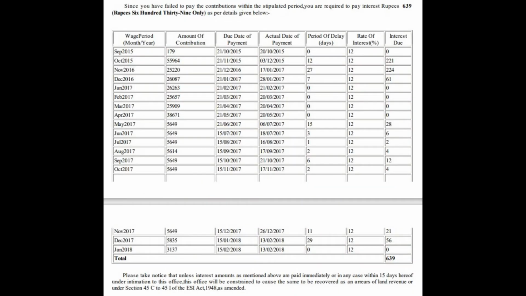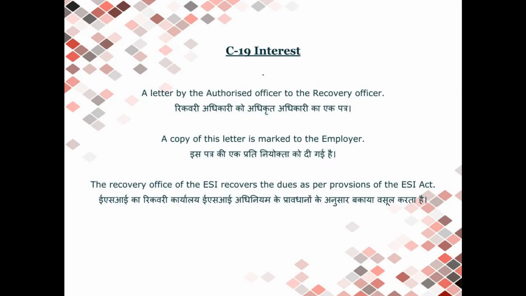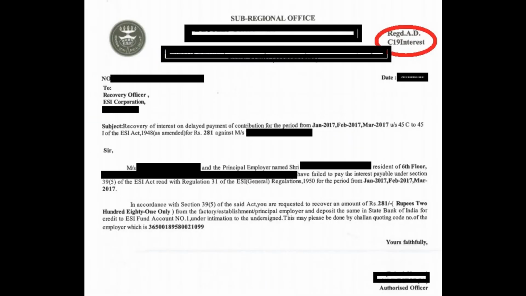These notices directly go for recovery. Only 15 days are given in the C18 notice, and then if you don't comply, the C19 notice is issued. The C18 notice is a letter to the employer telling him to pay the amount within 15 days of receipt of the notice, whereas C19 interest is a letter written by an authorized officer of ESIC to the recovery officer of ESIC.